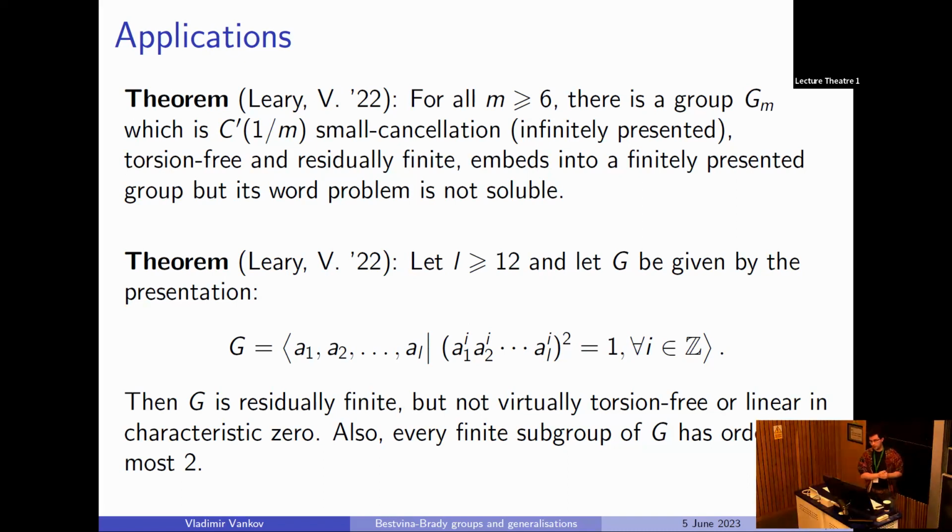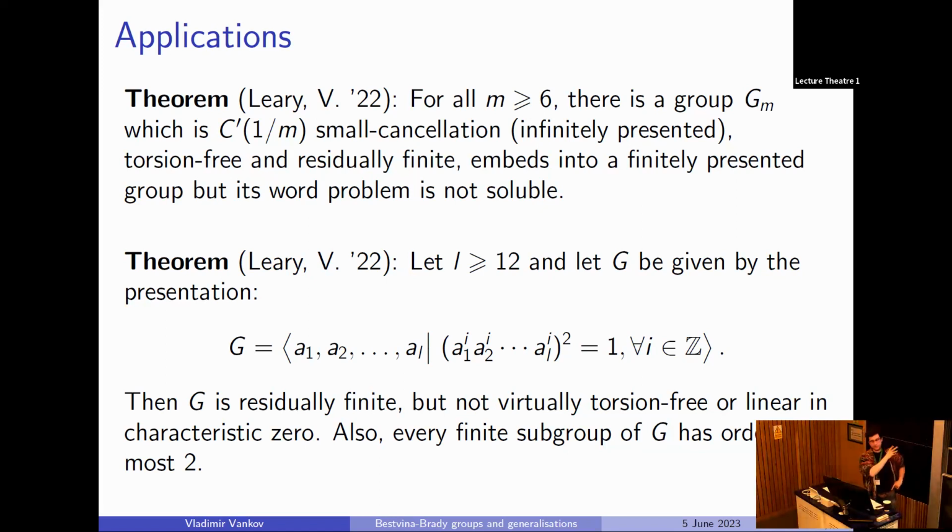And another thing we can do is we can construct lots of groups which are residually finite but not linear, because we have criteria for when these groups embed into RAGs are linear or not. And so by mixing and matching properties, we can construct groups with exotic flavors. So, for example, this group given here is residually finite, but it's not virtually torsion-free or linear in characteristic 0. And here, another advantage is that every finite subgroup of this group here has order at most 2. So we can fully understand the torsion in this group.